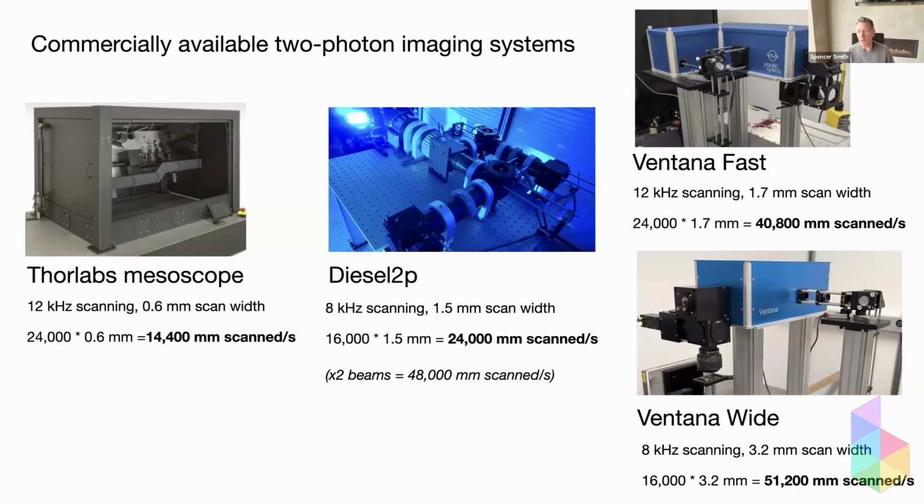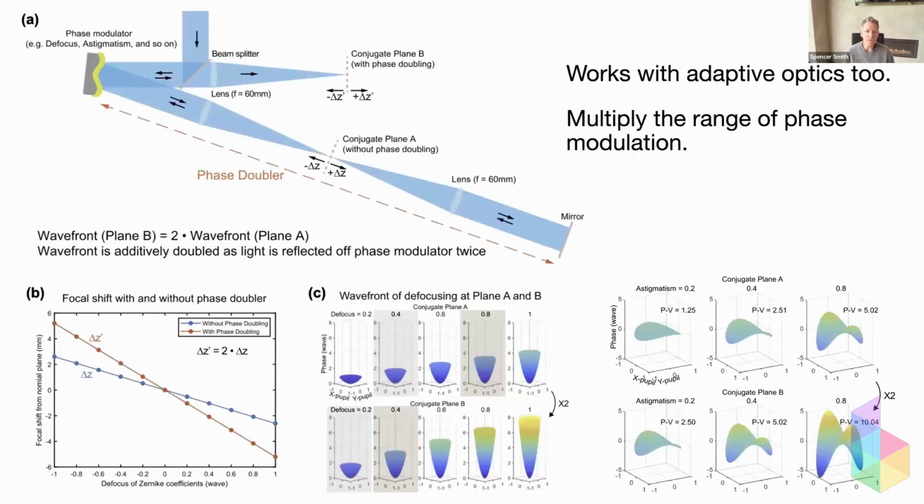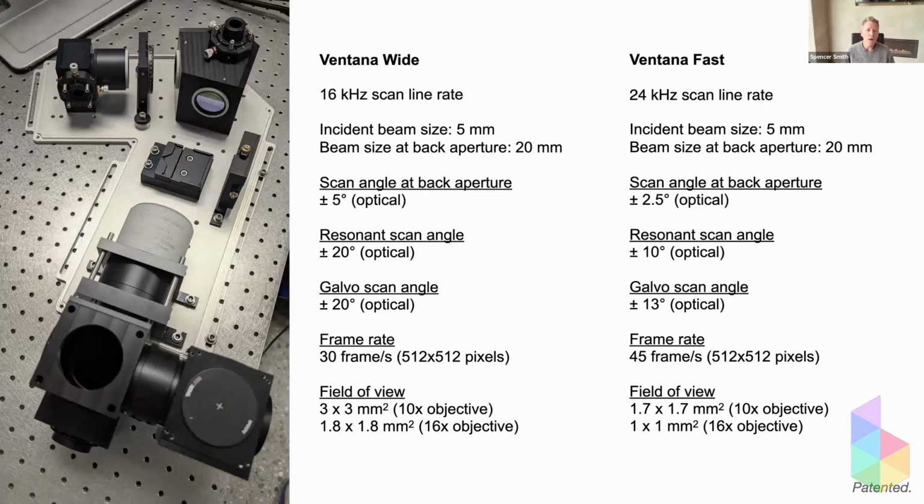The Ventana Fast is 40,800 millimeters scanned per second. The Ventana Wide is 51,200. And in this paper we just published, we went up to 76,800 millimeters per second. And so we could actually do 3.2 millimeter by 3.2 millimeter scanning with 24,000 lines per second, doing a 4x magnification of the scanning. This also works with adaptive optics, so you can increase the range of adaptive optics.